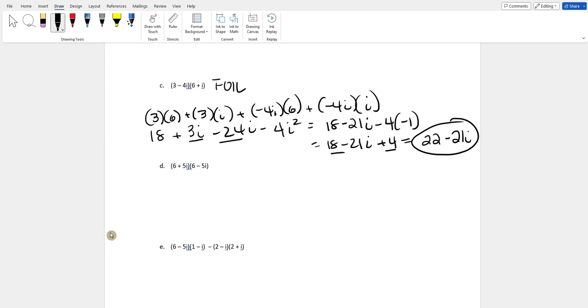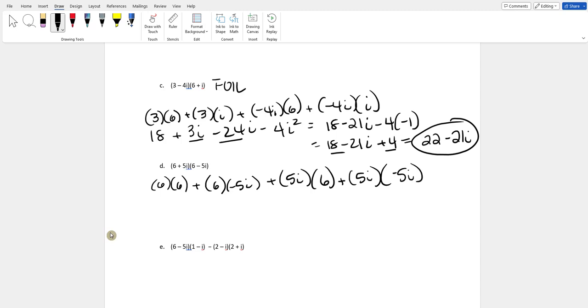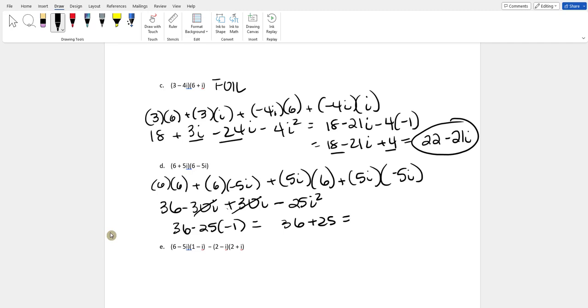This next problem is also a FOIL problem. We're going to multiply first, then the outer, then the inner, and then the last. So I get 36 minus 30i plus 30i minus 25i squared. Negative 30i plus 30i gives me 0, and I know that i squared is negative 1. A negative times a negative will make this a positive 25. We're going to add that with 36, and we get an answer of 61.